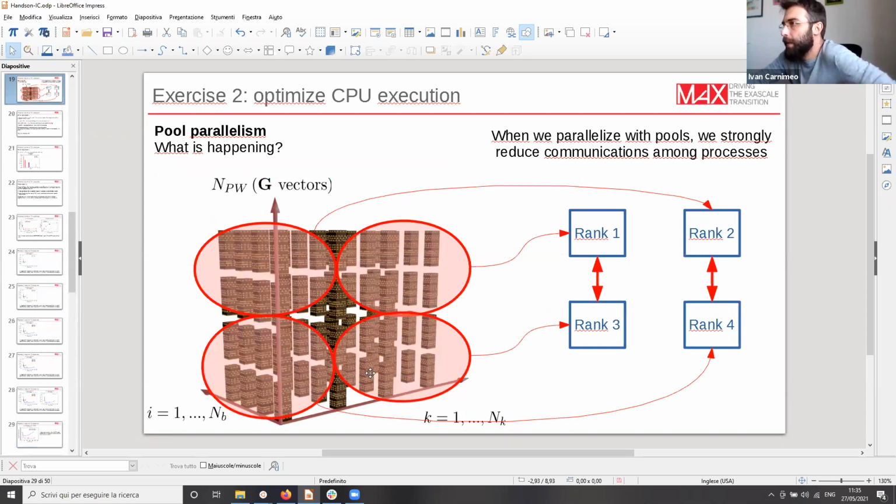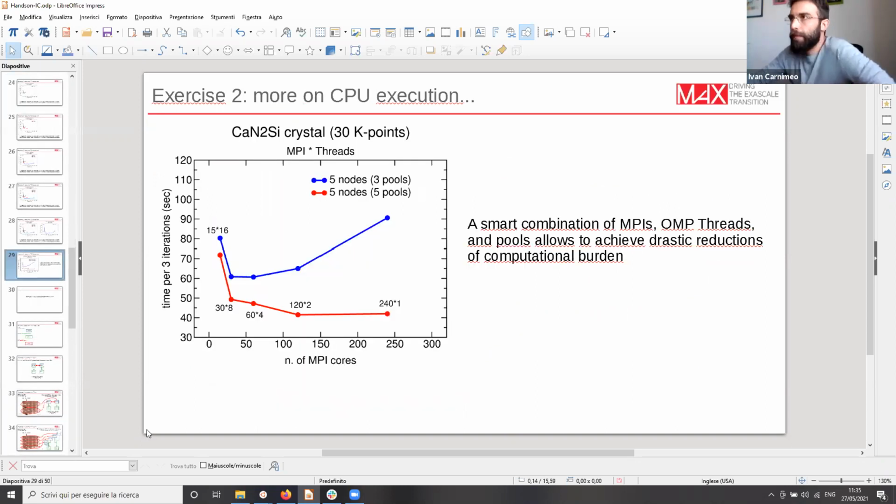Here I can split the wave function among plane waves and among pools. There is one subtle thing to keep in mind. When you use pool parallelism, you have to think about how many K points you have and how many processors you have, because you have to fit pools in processor groups. So you have to think about what you are doing, because the numbers are not always compatible. Let me show you an example here.